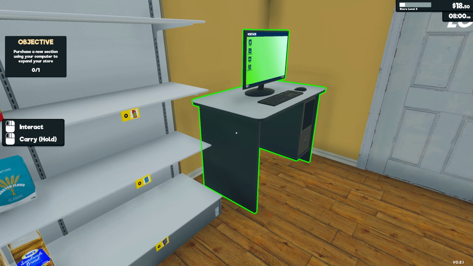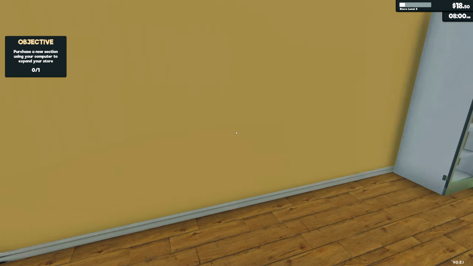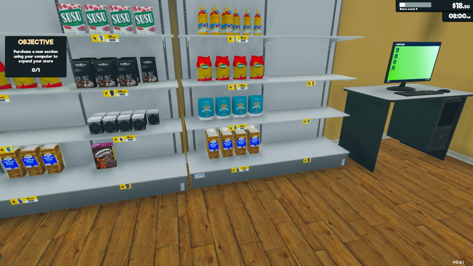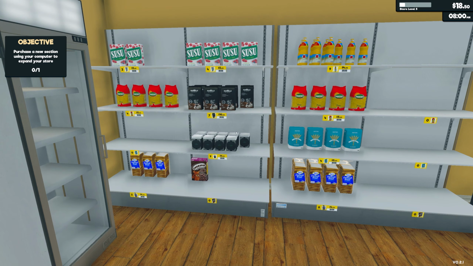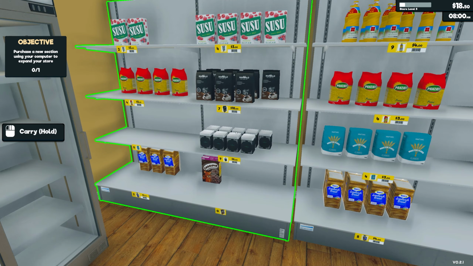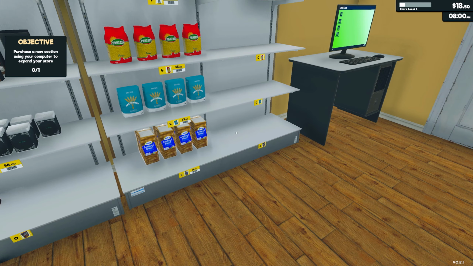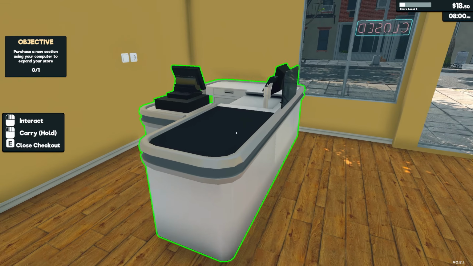Purchase a new section using your computer to expand your store. We do not have enough money to do that. But we did get the fridge. We're almost out of stock on a lot of things, so that is something we'll have to get enough money for to restock. But yeah, I think this is probably a good place to end it for this episode of Supermarket Simulator.